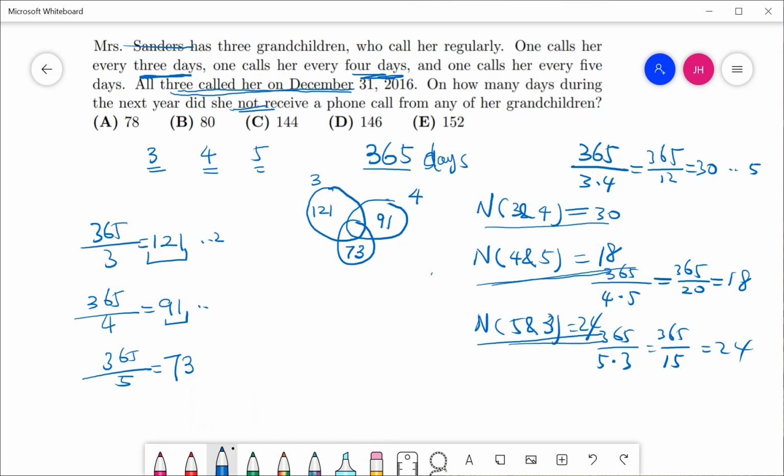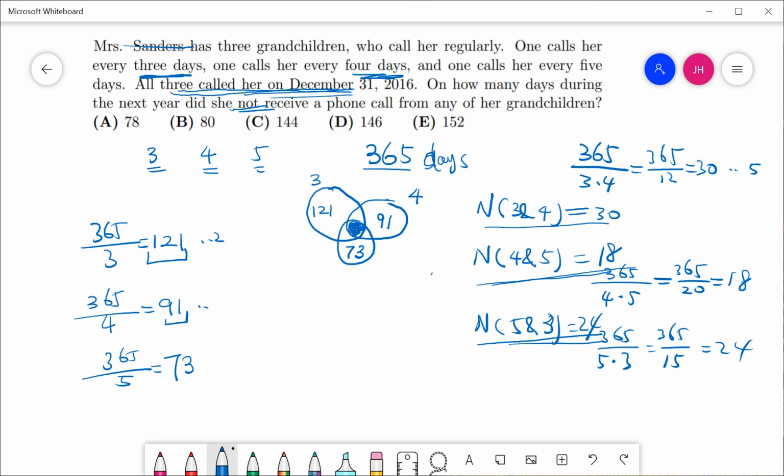All right, so are we done? I guess not. Look at this area, the very center one. That's the intersection of all 3 sets, which means all 3 children can call her on the same day, which happened in the history, right? That happened on the last day in last year.